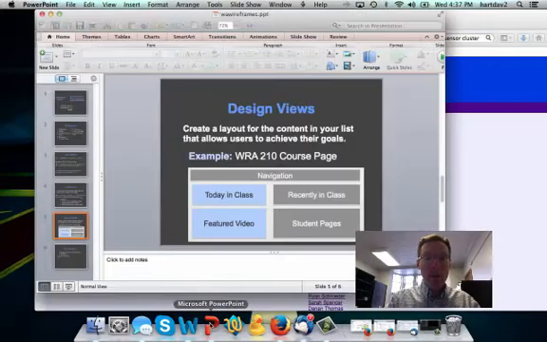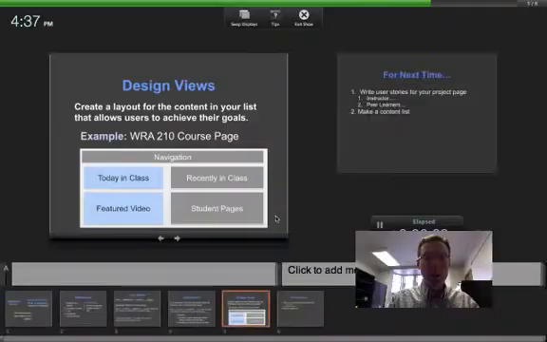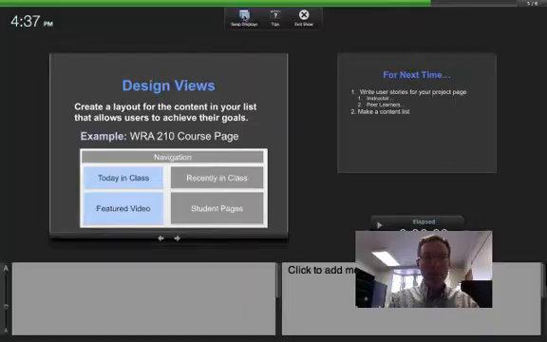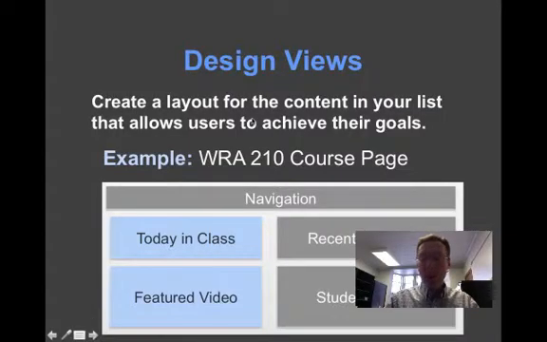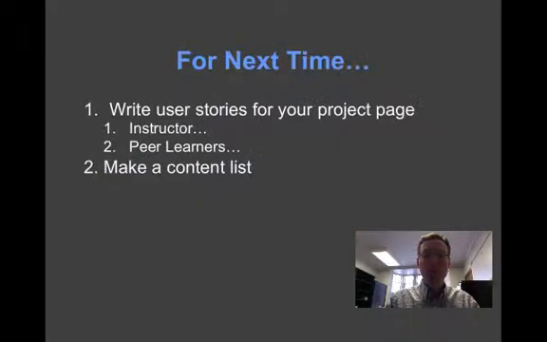At this point, I want to take us a look back to our PowerPoint and talk a little bit about what you can do for tomorrow. Just two things. Write your user stories for your project page and think about two users or audiences that you want to appeal to. Me, the instructor, audience, and then peer learners. Then make a content list. We're going to use that content list to sort of brainstorm some new layouts that you might want to try using that wireframe method. All right.